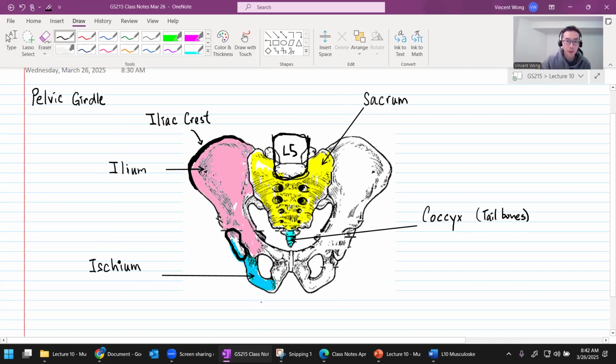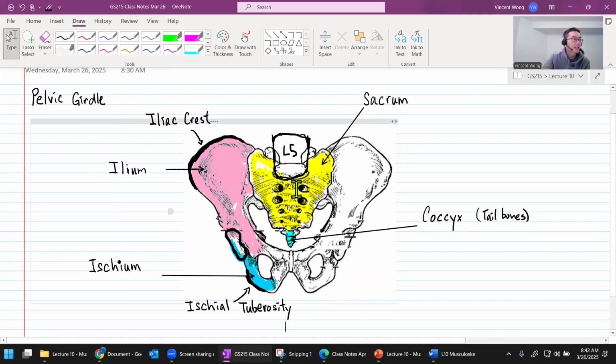And the part that you are sitting on, it's called the ischial tuberosity. I don't know who came up with these names, but that's what they're called.